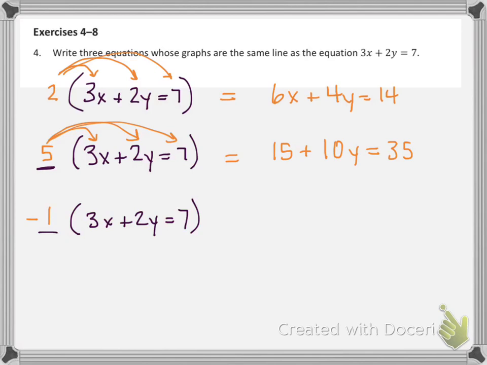What if I multiply by a negative, maybe a negative 1? Can I do that? Sure. Negative 1 times 3x, well, that's a negative 3x. And a negative 1 times 2y, well, that's a negative 2y. And a negative 1 times 7, that's equal to a negative 7. That's an equivalent equation. So all I have to do is multiply all of the terms of the equation by a single constant of my choice, and I get 3 equivalent equations.